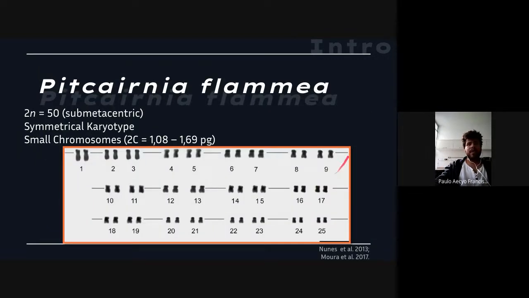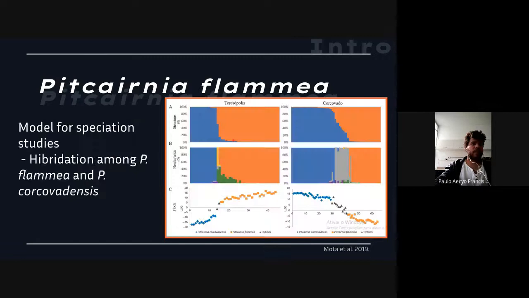From a genomic point of view, Pitcairnia flammea has a diploid genome with 50 submetacentric chromosomes, showing a symmetrical karyotype, as you can see here, with very small chromosomes and a very small genome size of 1.08 to 1.69 picograms. This species has been used as a model for speciation studies, with the hybridization between Pitcairnia flammea and Pitcairnia corcovadensis being investigated in some regions here in Brazil, and it was possible to observe asymmetrical introgression between those species.